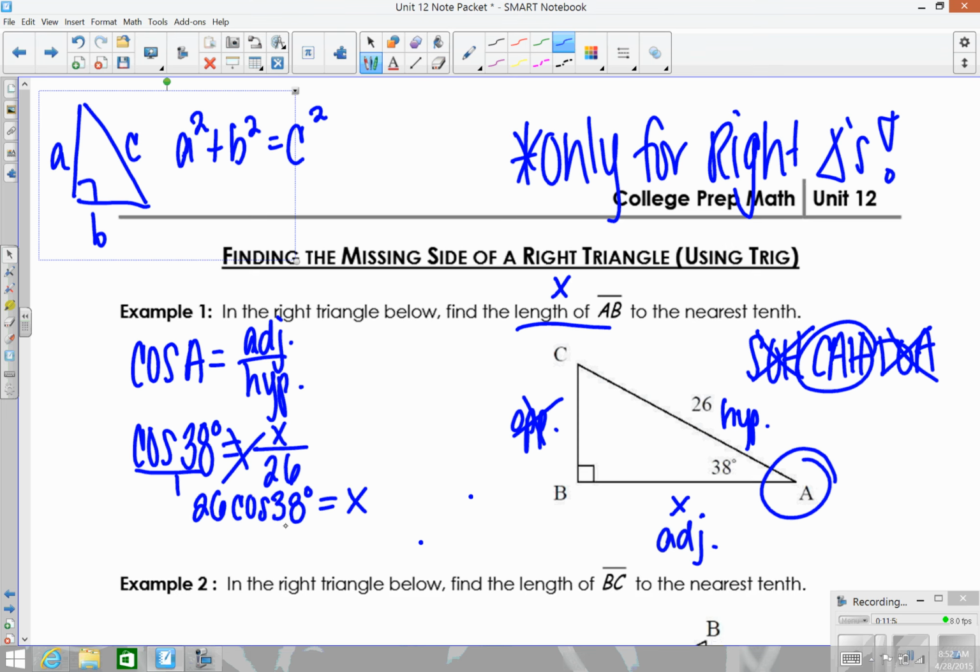You can just put this in your calculator, but make sure your calculator is in degree mode. Depending on your calculator, if you go to mode, you can change it to degree mode. If you're entering degrees, you have to be in degree mode, otherwise you're not going to get the right numbers. If you put that in your calculator, you should get 20.5 rounded to the nearest tenth, and that's the length of AB. So AB equals 20.5.